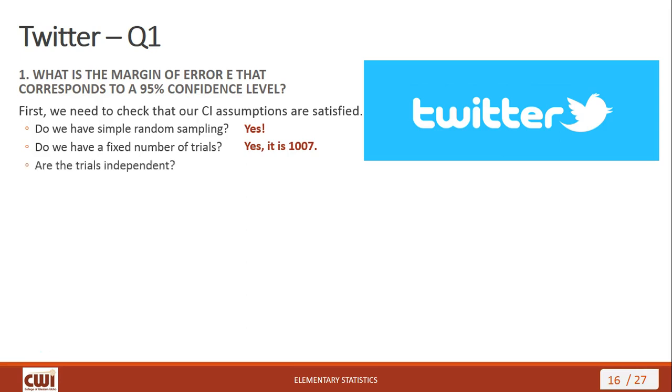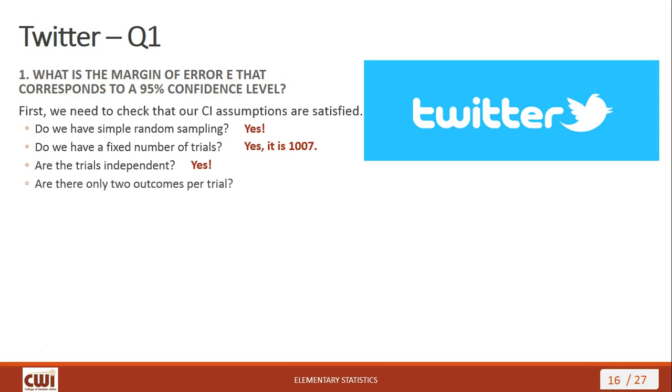Are the trials independent? Yes, they are independent. The answer one person gives is not going to influence the answer any other person gives. Assuming that we're not taking all 1,007 people and putting them in the same room and asking them all at once. But generally, that's the way these surveys go. They're actually conducted on an individual level. So yes, we could say the trials are independent.